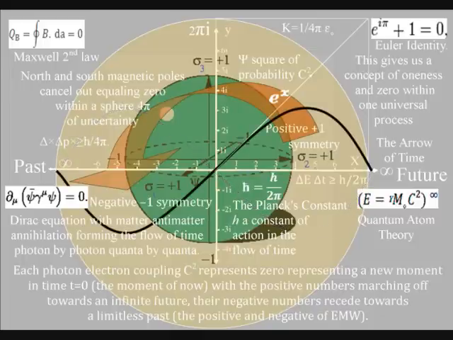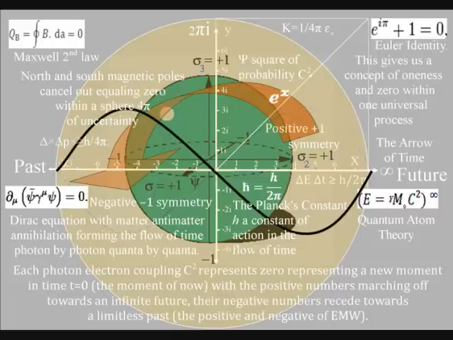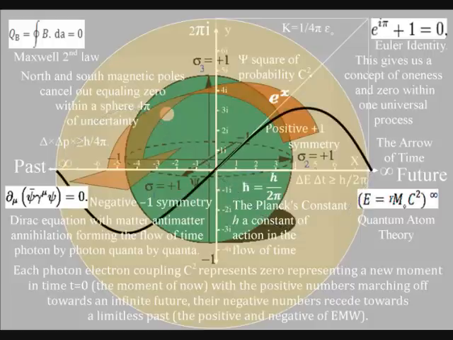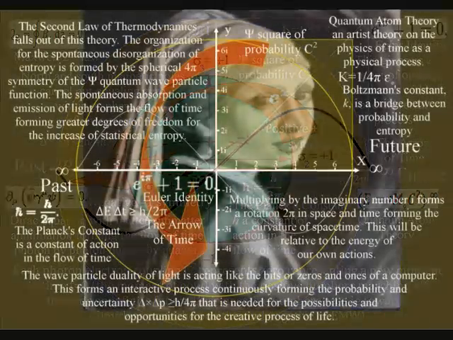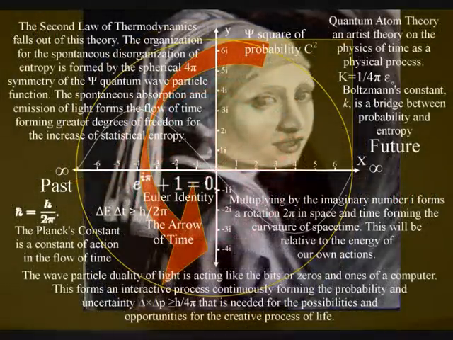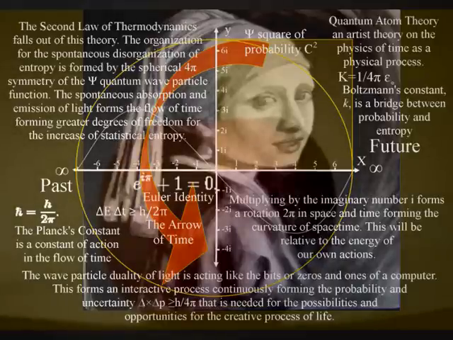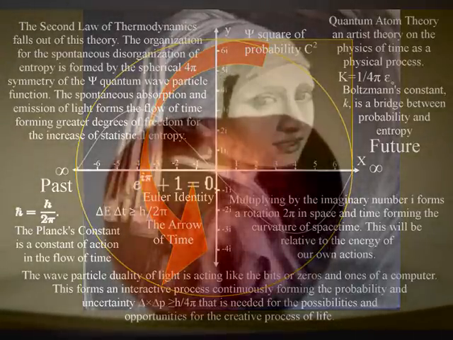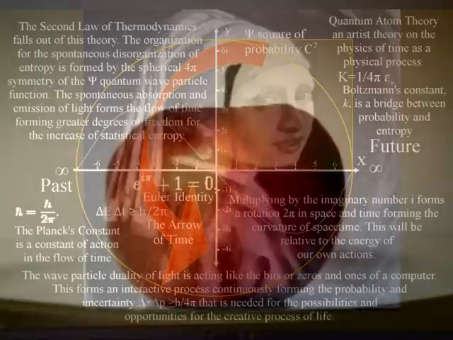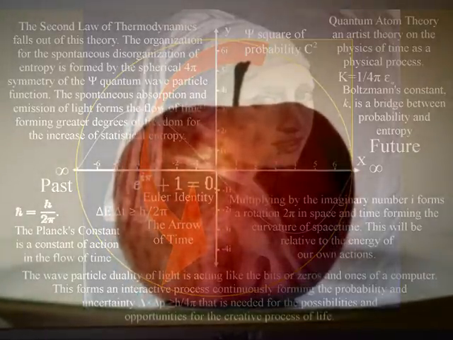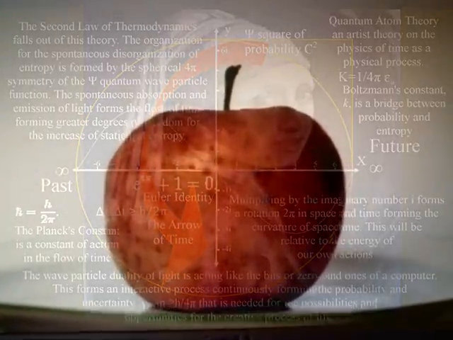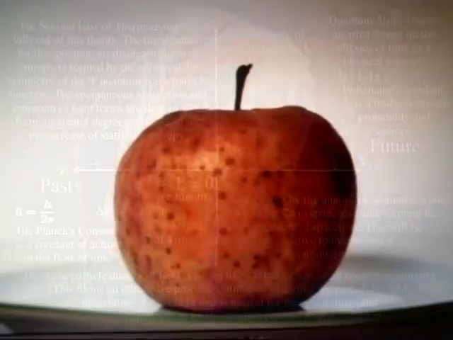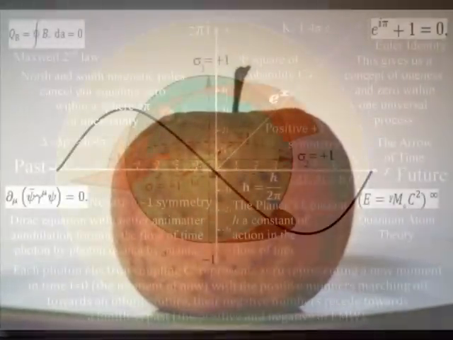This spherical symmetry, or organization, forms the low entropy that creates a possibility for the continuous increase in entropy, or disorganization, that we have in the second law of thermodynamics as time unfolds. As photon energy cascades down, it forms greater degrees of freedom for the increase in entropy or disorganization, forming the uncertainty of everyday life.